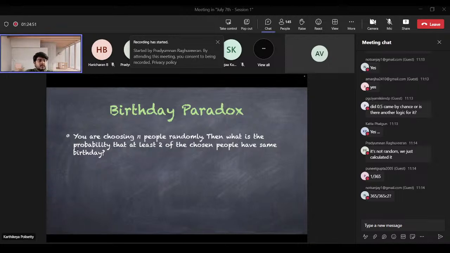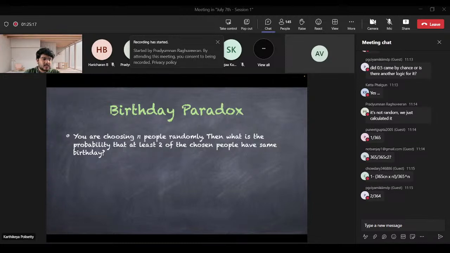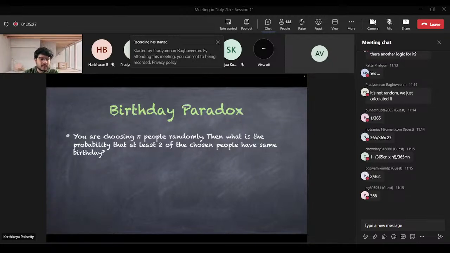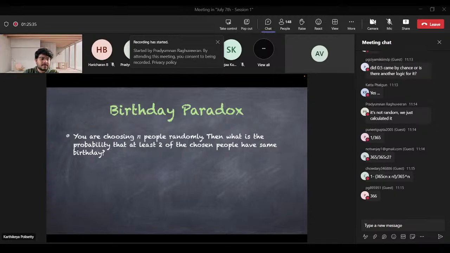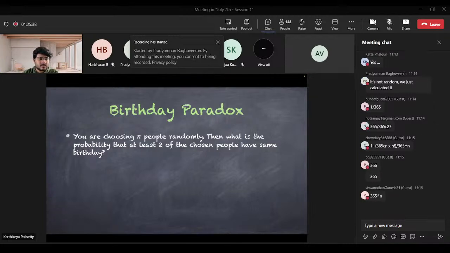More answers, you can try. Okay, so give me, what is the sample space? In how many different ways can these n people have their birthdays, assuming it's not a leap year? What is the sample space? 365 power n. Yeah.